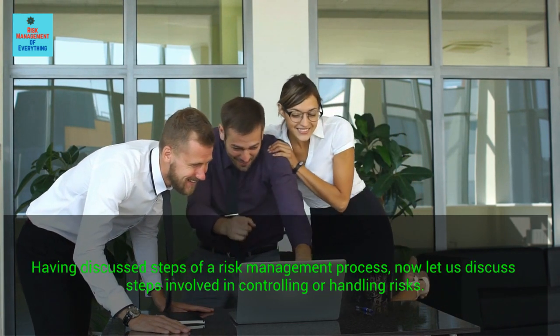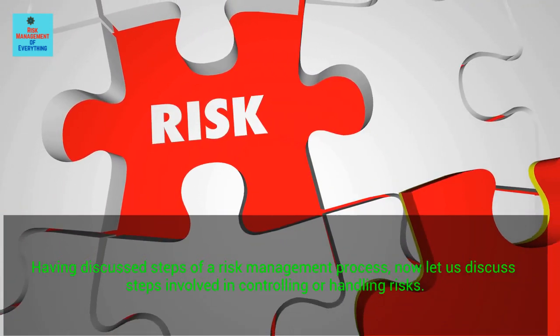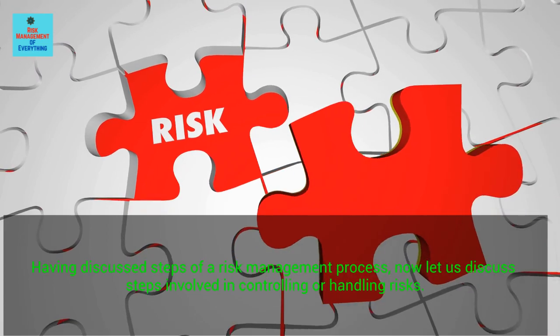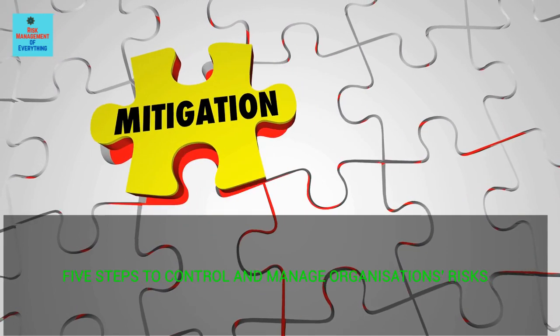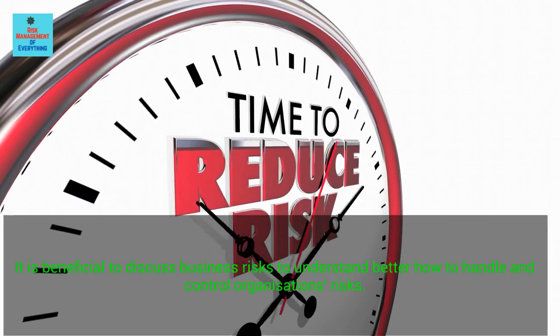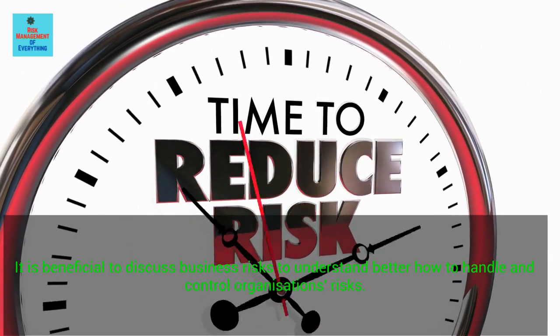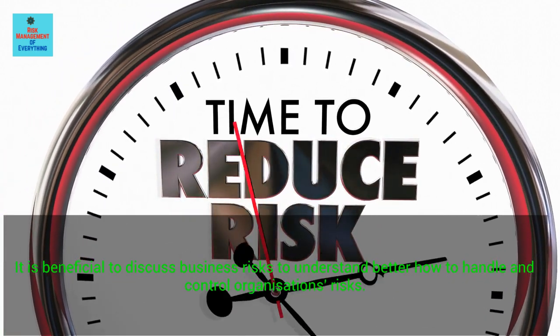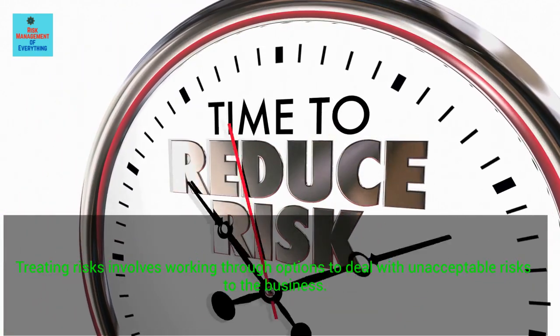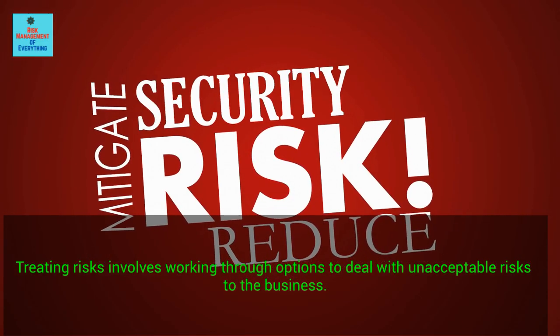Having discussed steps of a risk management process, now let us discuss steps involved in controlling or handling risks. 5 steps to control and manage organizations' risks. It is beneficial to discuss business risks to understand better how to handle and control organizations' risks. Treating risks involves working through options to deal with unacceptable risks to the business.